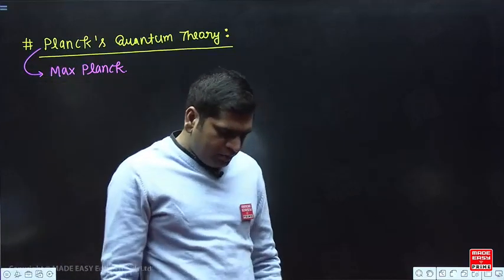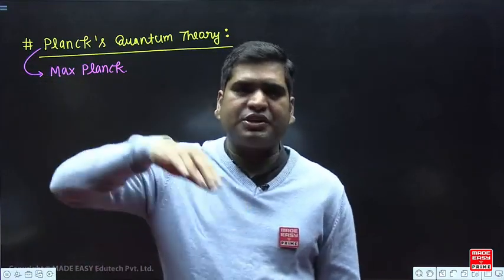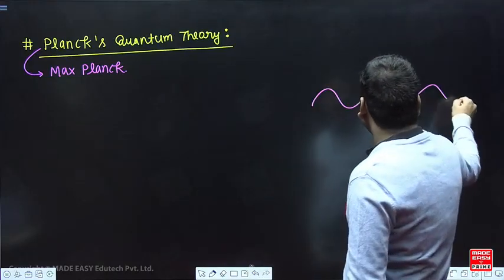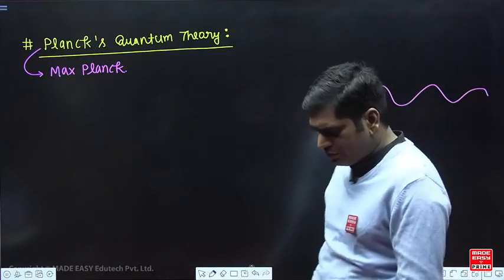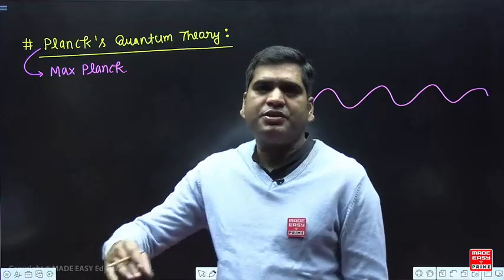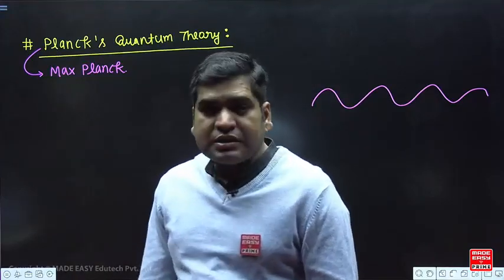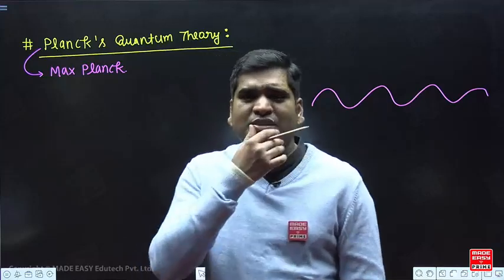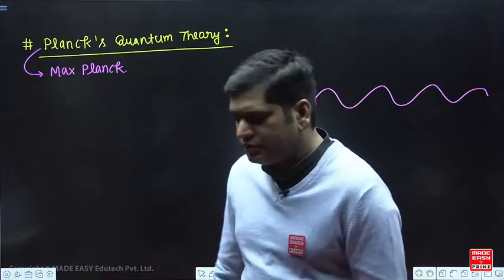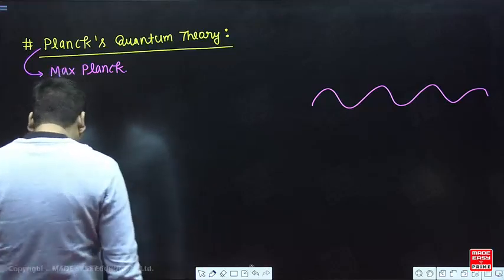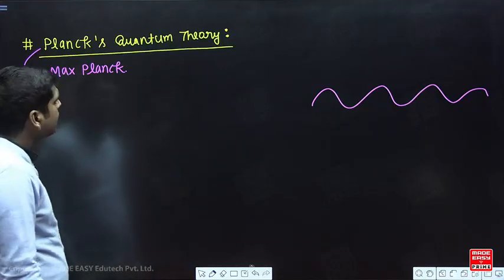Before Max Planck we were assuming that light travels like a wave. Earlier the people were knowing that light is like this wave, means the energy of light is continuous. But Planck said that actually this man was heating an iron rod, and when he was heating the iron rod he got surprised, he got some interesting results.